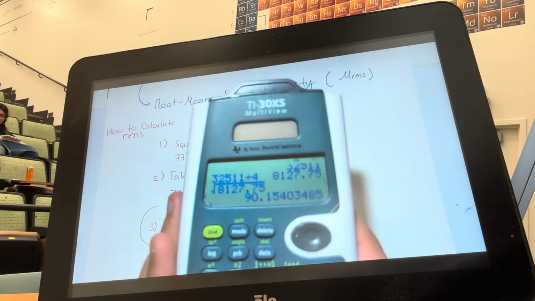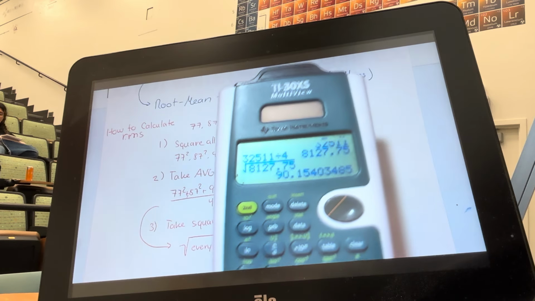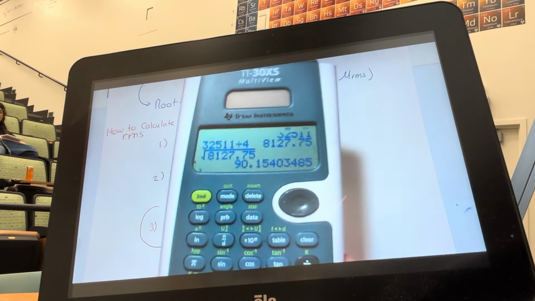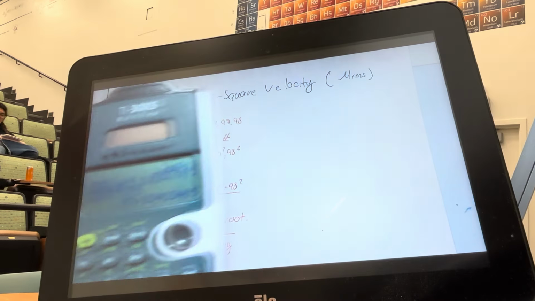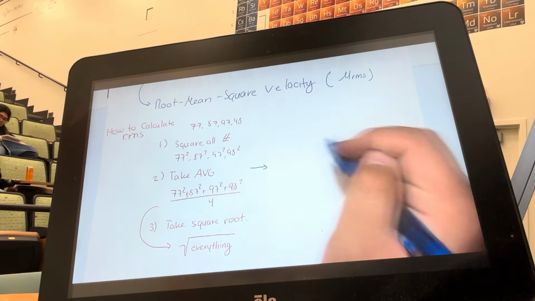Does that make sense? And you will see that if you calculate the average, just the normal average, it would be different. And so why have I done all this?